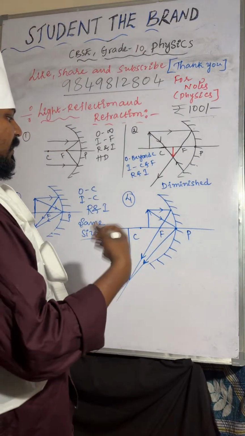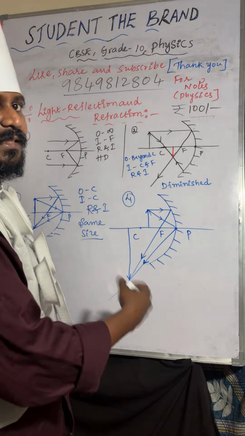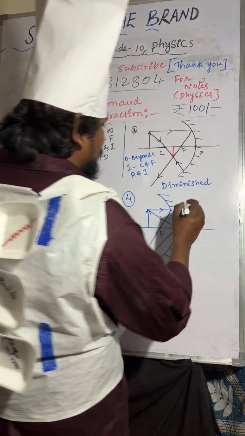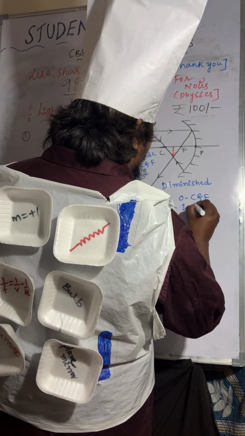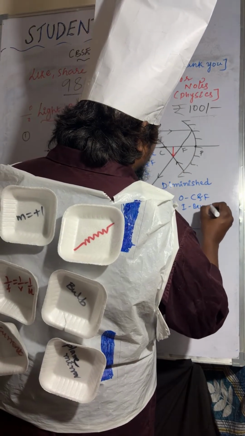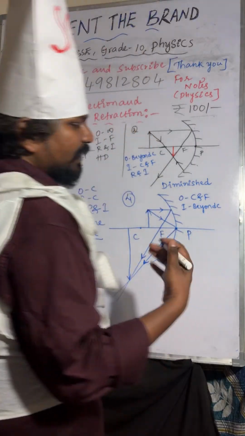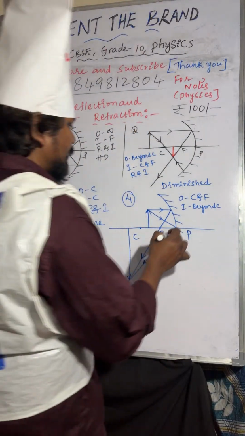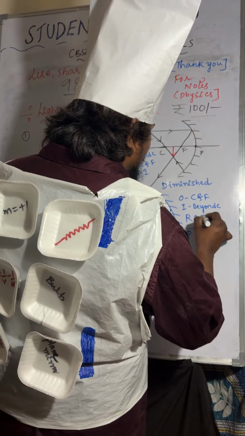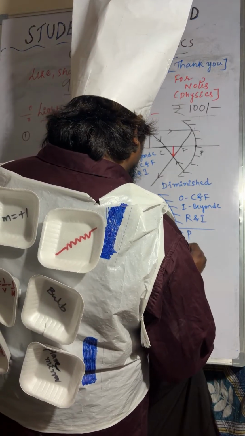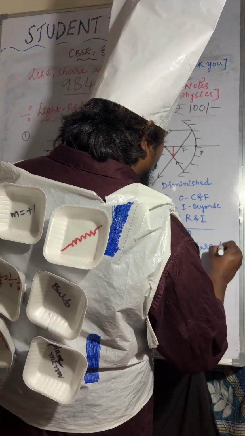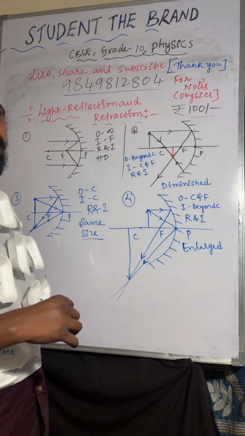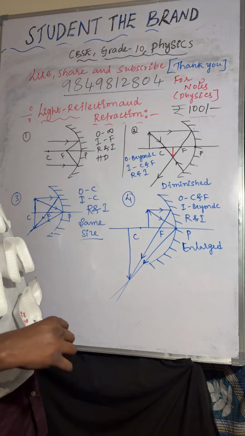The object is placed between C and F, and the image is formed beyond the center of curvature, beyond C. The nature of the image is real and inverted, and the size of the image is enlarged. Compared to the object, the image size is increased.